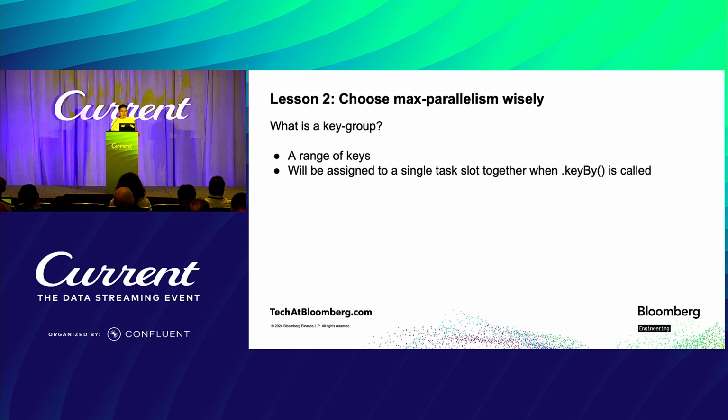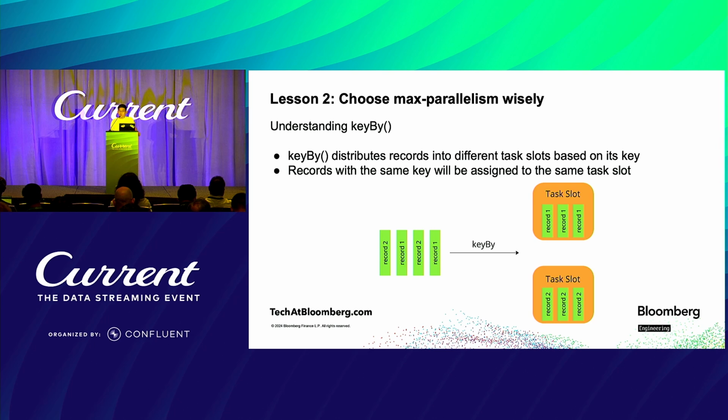So to better understand how key groups are used in this process, let's first talk about what keyBy is in our Flink application. How are keyBys executed? In our application, if we're performing a keyBy operation, what that does is it distributes records into different task slots based on the key of the records. And when doing this, it makes sure that records with the same key will always be assigned to the same task slot, so that when we're doing some stateful processing in our operator, all the state associated with the same key will be available in the same task slot.